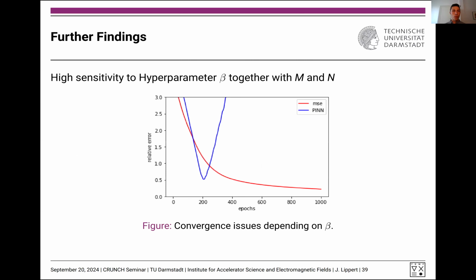And I want to add one more thing, because in my experience, I found a really high sensitivity to the hyperparameters, especially together with the batch sizes for the domain and the boundary, and it led to a funny behavior here. First, the convergence was really good, but at one point, it started to grow again and diverges, and this was due to bad hyperparameters. So maybe that's also one thing that could be further examined.